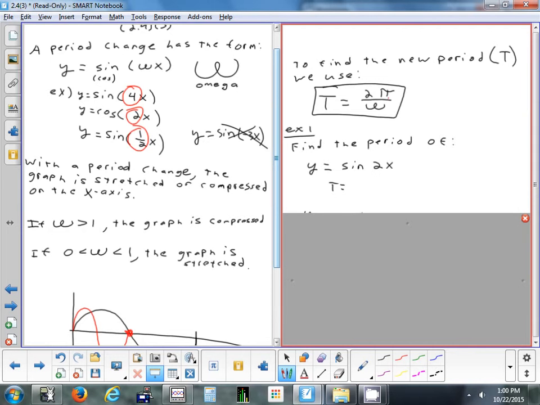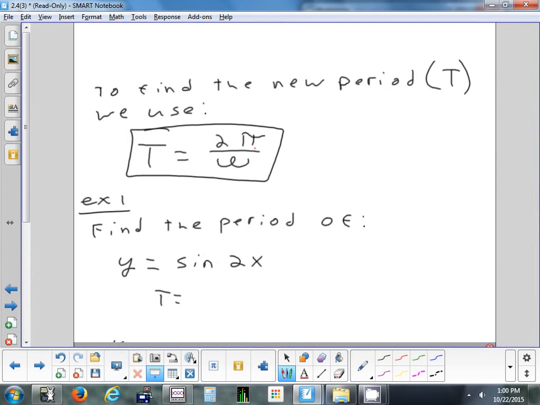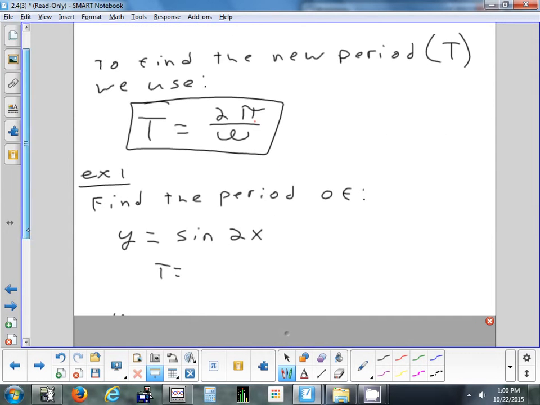Right, so this is what the last 2 multiple choice questions on the test are going to look like. It's going to say, find the period of the following. Okay, you don't need to graph it. All I want to know is the period.